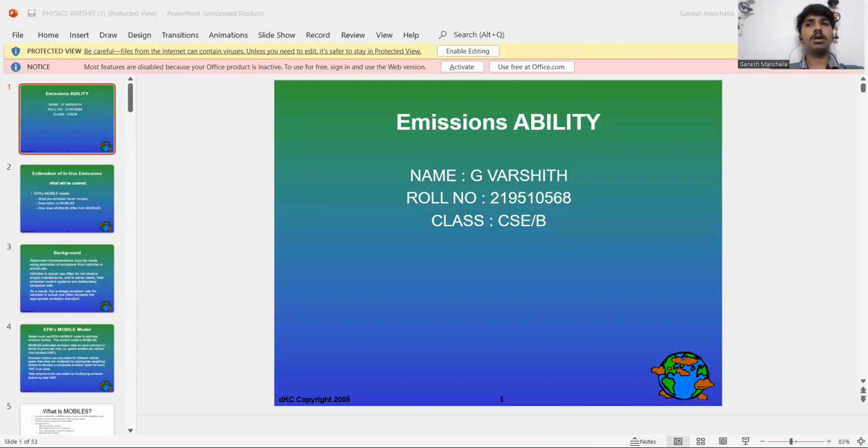Attainment demonstrations must be made using estimates of emissions from vehicles in actual use. Vehicles in actual use often do not receive proper maintenance, and in some cases their emission control systems are deliberately tampered with. As it is, the average emission rate for vehicles in actual use often exceeds the applicable emission standard.